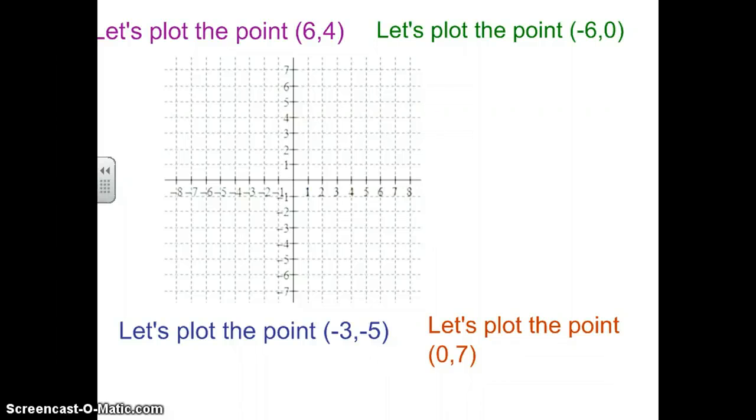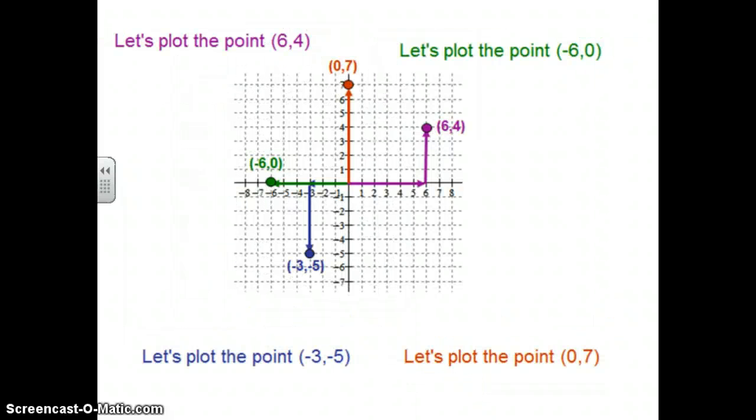So go ahead and practice plotting these points. If you have graph paper, that would be great. If not, just sketch something. This says 6 to the right, 4 up. This says 6 to the left, and don't move anywhere else. This says go 3 left and 5 units down. And this says don't move anywhere, but go 7 units up.